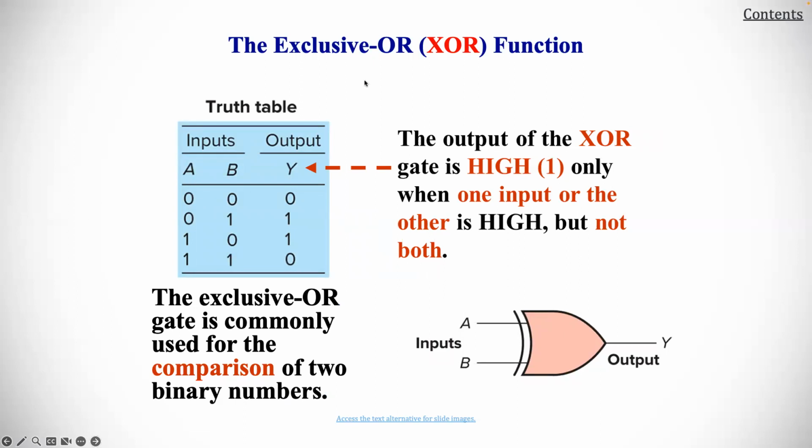And finally, there's the exclusive OR. What this conveys is that only when one of the inputs is 1 will you get a 1 at the output. If they're both 1 or both 0, then you'll get a 0 at the output. That's a nice complement of the various types of gates that we'll be encountering.